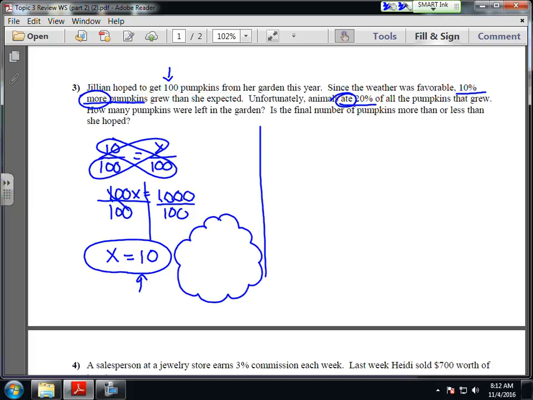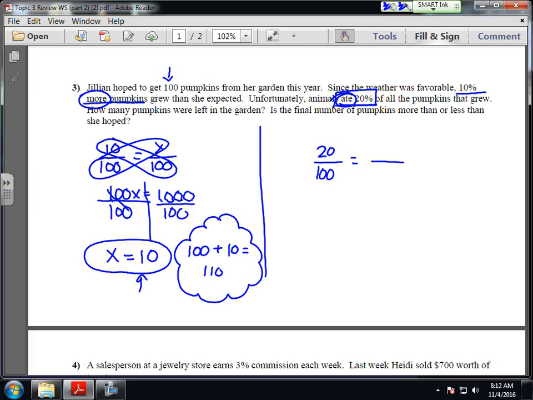What do I have to do to find out how many pumpkins she has now? She had 100, it increased by 10%. What do I do? Yeah, I have to take 100, and I have to take 10, and what do I have to do with them? I have to add them to see how many pumpkins she has now. She has 110. That's great. However, then 20% of them were eaten by animals. So we have to set up a new proportion. Now we have 20% over 100.